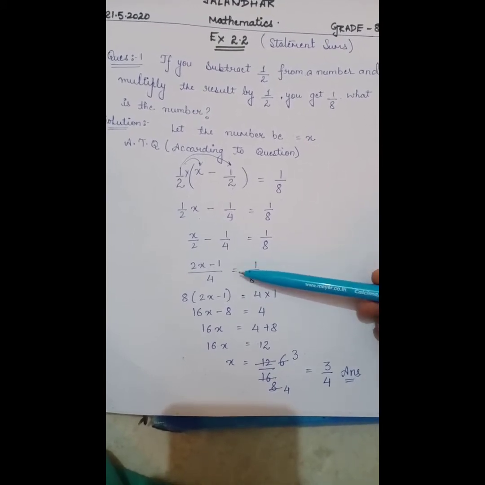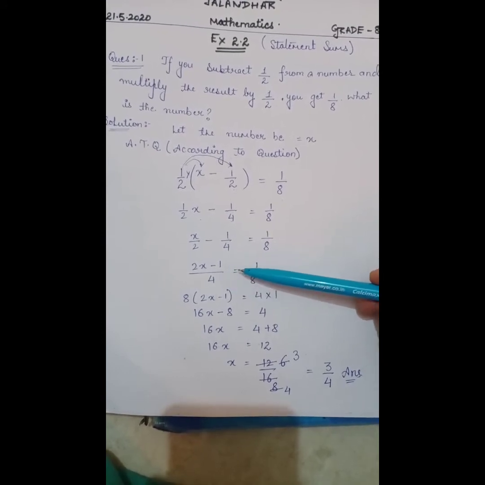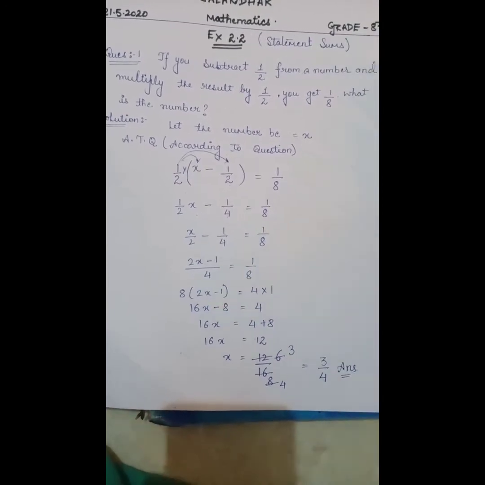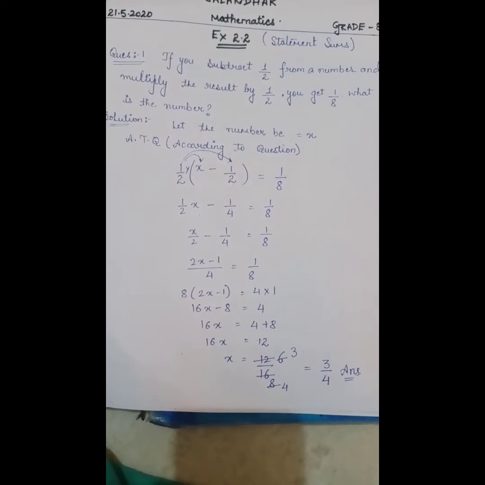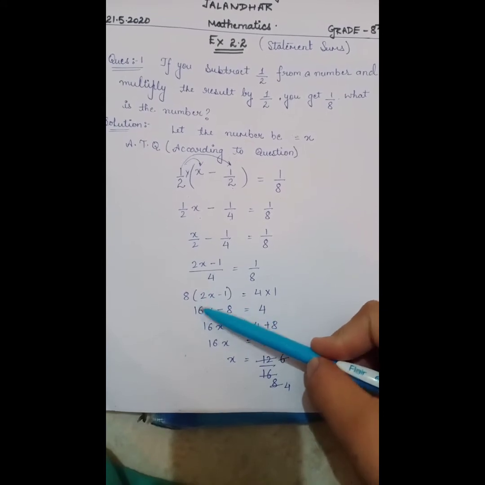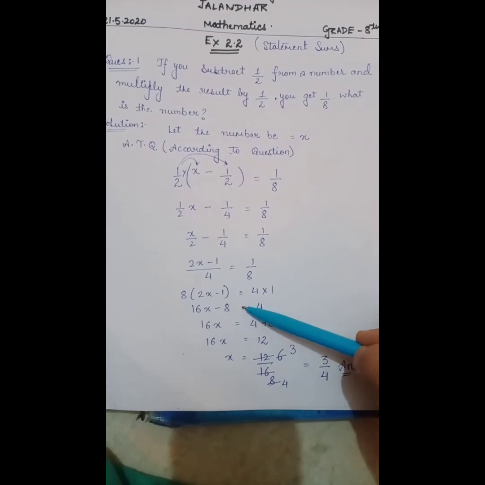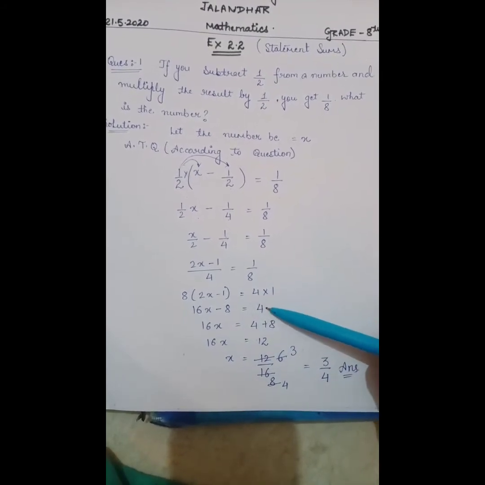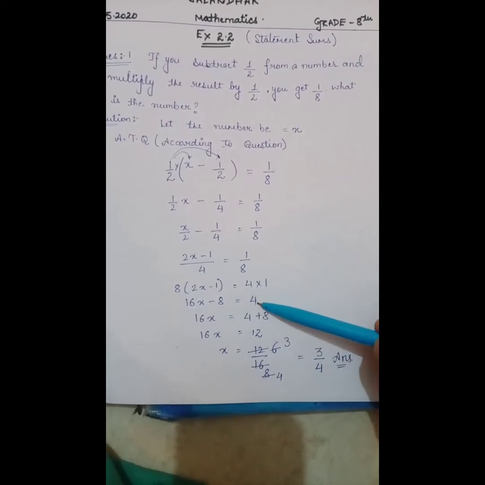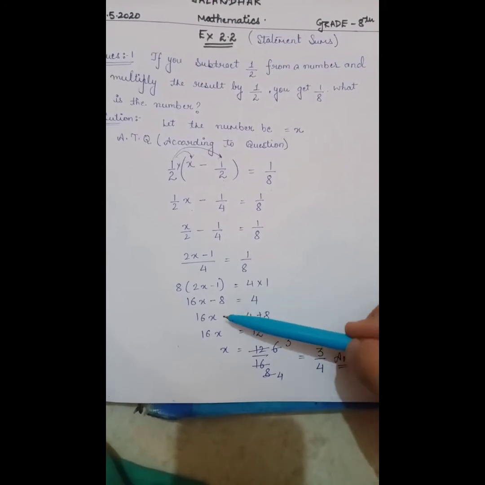Now do cross multiplication here. 8 multiplied by (2x minus 1), 4 multiplied by 1. Same I have done in this step. 8 into (2x minus 1) is equal to 4 into 1. 8 2s are 16x, 8 1s are 8, is equal to 4 1s are 4. Now, this is a number without variable. This is also a number without variable. So you can add or subtract these numbers.